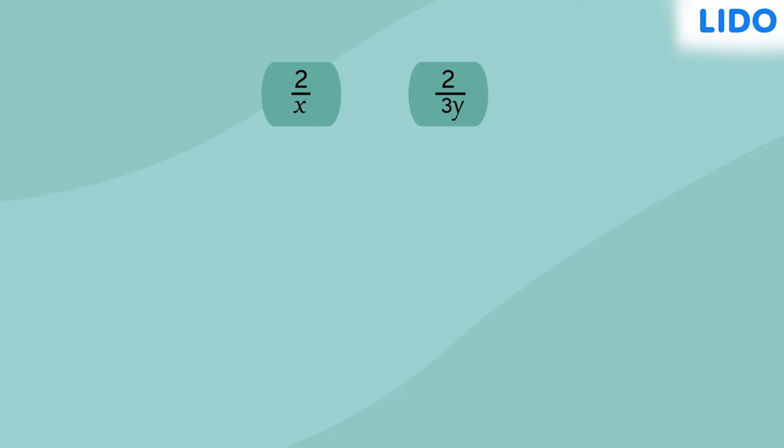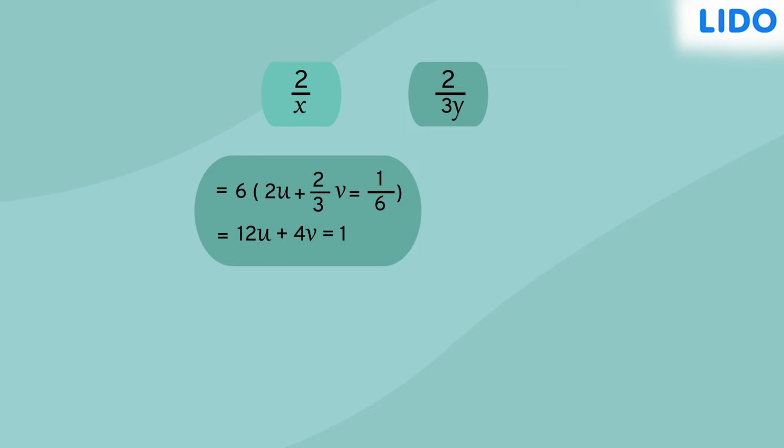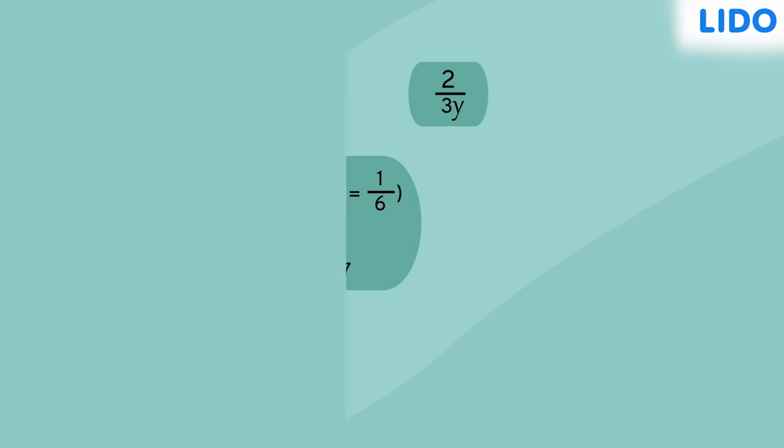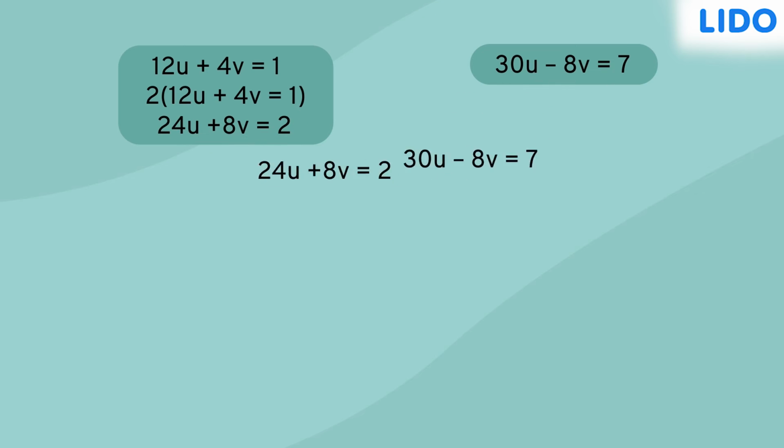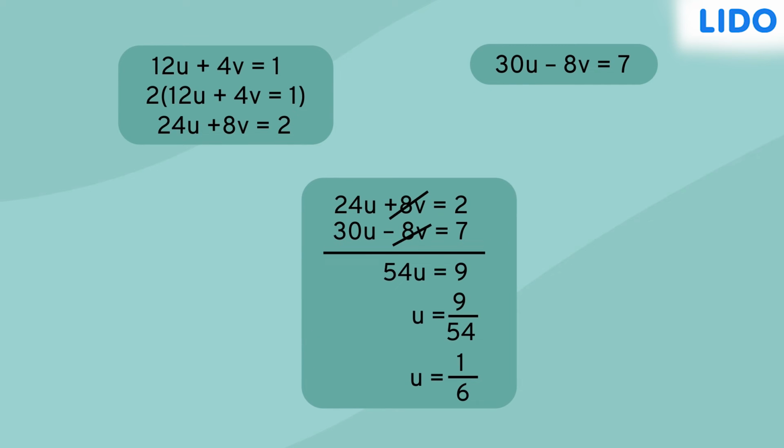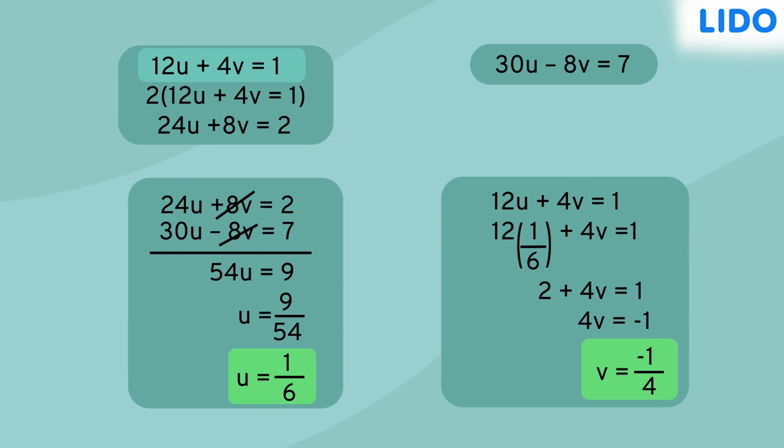On substitution, we get the first equation as shown. We can multiply the whole equation by 6 to simplify it further. So our final equation becomes 12u plus 4v is equal to 1. Similarly, on substitution, the second equation becomes 30u minus 8v is equal to 7. Wow! Now these equations are in standard form. We can solve this further by equating the coefficients and adding the two equations. From that, we get the value of u as 1 over 6. On substituting the value of u in equation 1, we get the value of v as negative 1 over 4.